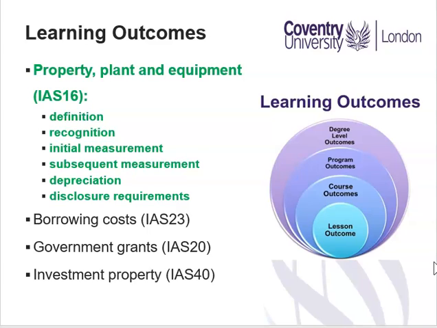Property, plant and equipment, IAS 16, we will look at the definition of property, plant and equipment, recognition, the initial measurement, subsequent measurement, depreciation, and disclosure requirements. In the second video, we'll look at borrowing costs IAS 23, government grants IAS 20, and investment properties IAS 40.